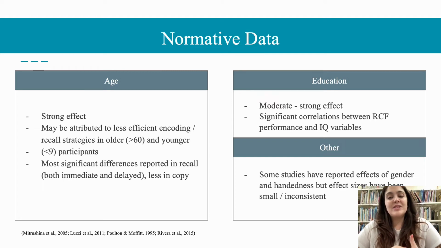There is less information on the effect of education, though it generally reports a moderate to strong positive effect. Recently, there has been research that suggests that it is the participants' general intelligence, or IQ, that causes the effect, rather than their level of education, and an increasing amount of studies have added to this hypothesis. Overall, age and intelligence levels appear to have the largest effect on Rey Complex Figure scores.